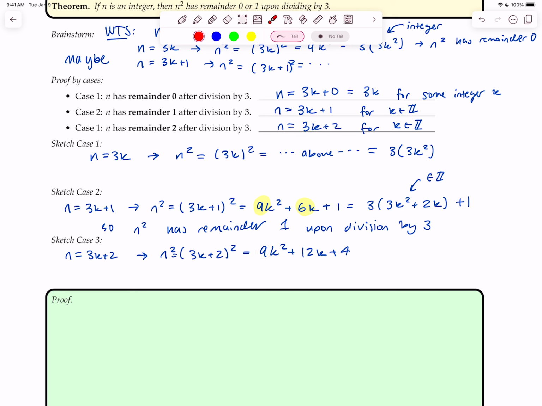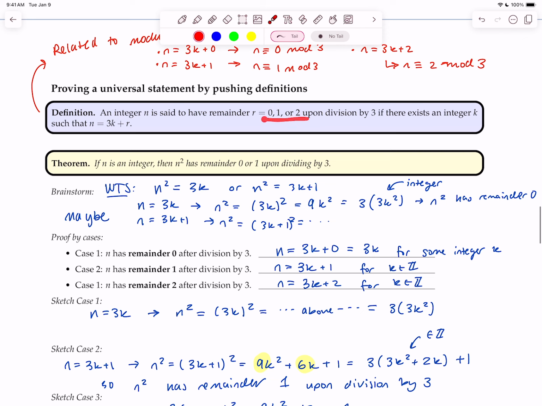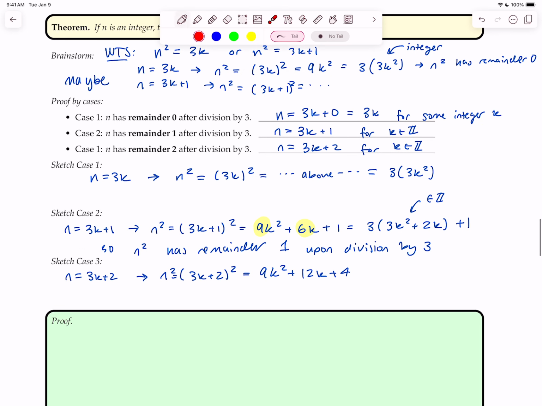Now we don't want to just pull out a 3 and then have a plus 4 on the outside, because we really want the remainder to be either 0, 1, or 2. The definition tells us it should be 0, 1, or 2. And if you remember back to division, division also says the remainder should be less than your divisor. So I'm going to do a little sneaky trick here. I see 4, I can write that as 3 plus 1. And then I've got a 3, so I get 3 and then plus 1.